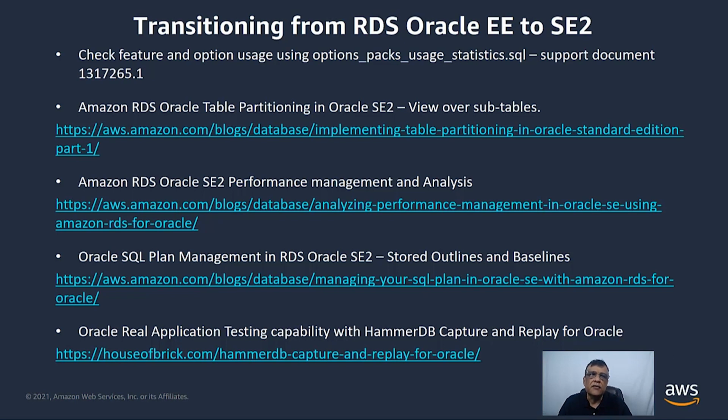The last link on the screen points you to the article that explains SQL plan management in Oracle Standard Edition 2. In this article, we explain how to transfer the stored outlines and baselines from your Enterprise Edition database to the Standard Edition database and how they can be used to pin the execution plans for your SQL statements in your Standard Edition 2 database, to have a consistent performance for those SQL statements. Using these tools, scripts and articles, you can make use of most of the features in Standard Edition 2 to run your application successfully.